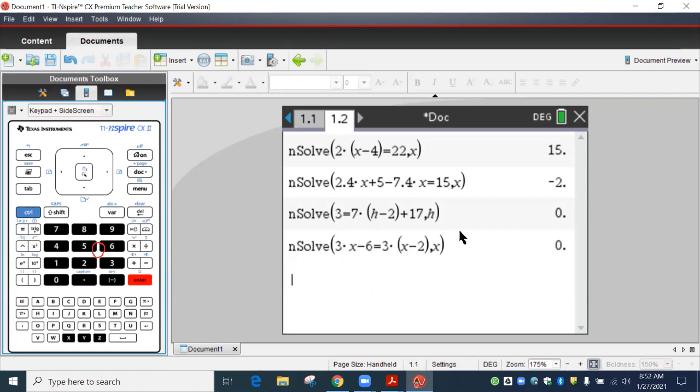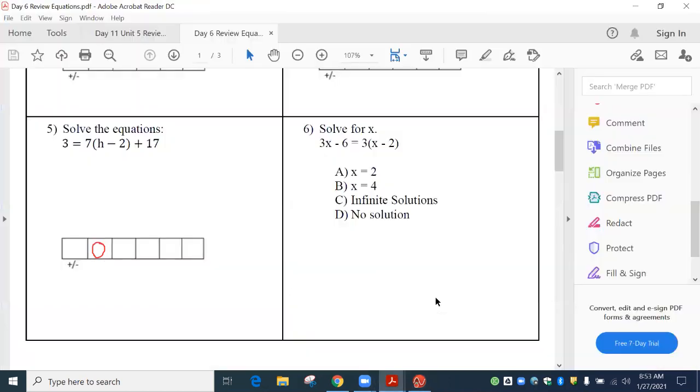Hit enter. Now I get 0 again. And when you look at your answers, is there a 0? No. So this is where you're like, oh, 0 also means infinite. And of course, when you see infinite right there, hopefully that triggers your mind, oh yeah, that's right, that also can be 0. And so we would put C.